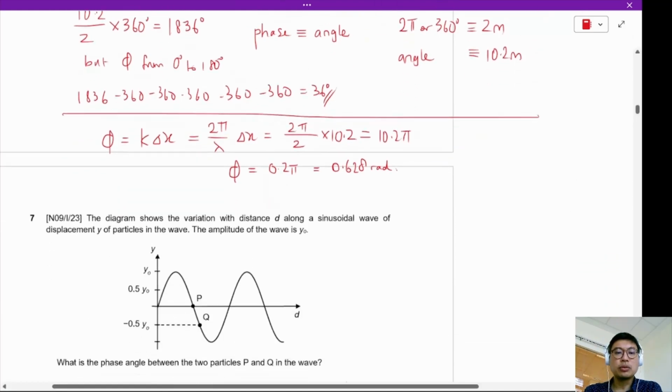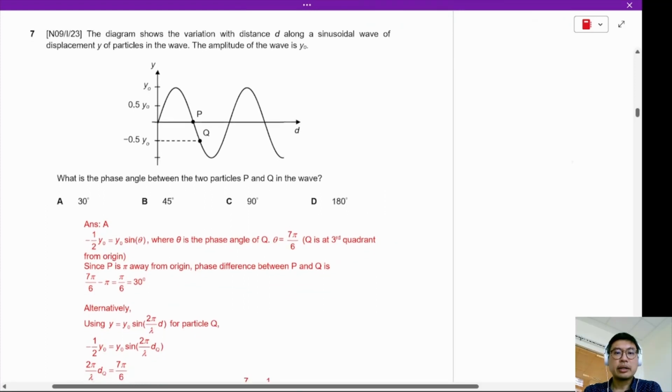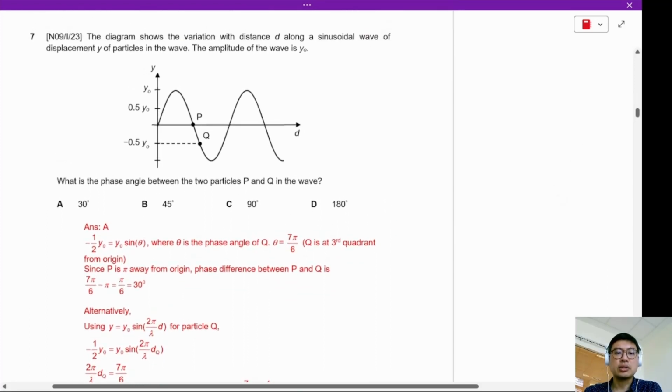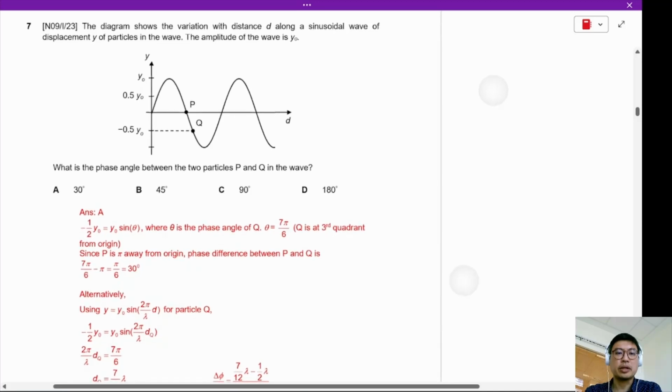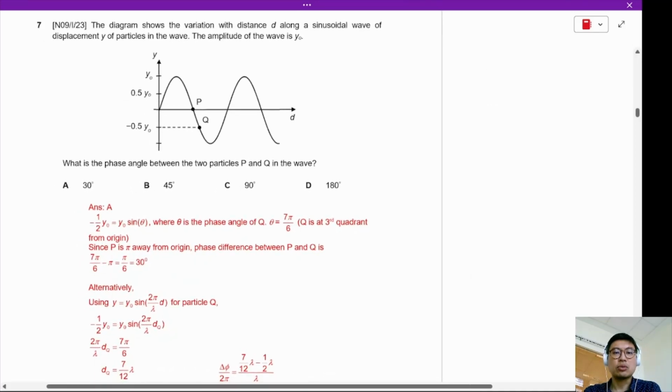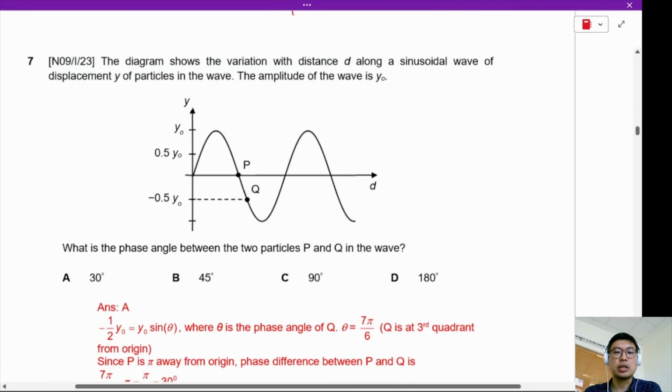Now let's move on to question number 7. The diagram shows the variation with distance d along a sinusoidal wave of displacement of particles in a wave. The amplitude of the wave is y0. What's the phase angle between the two particles P and Q in the wave?